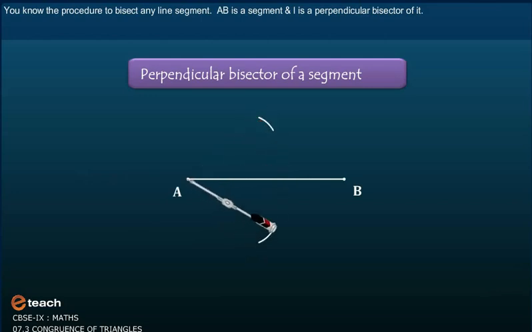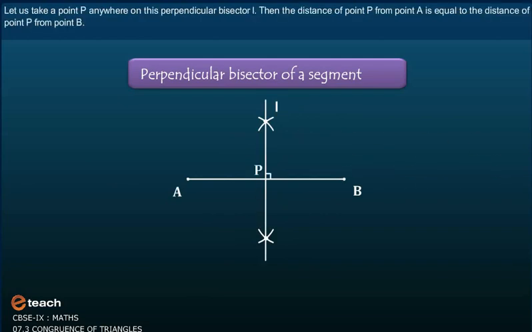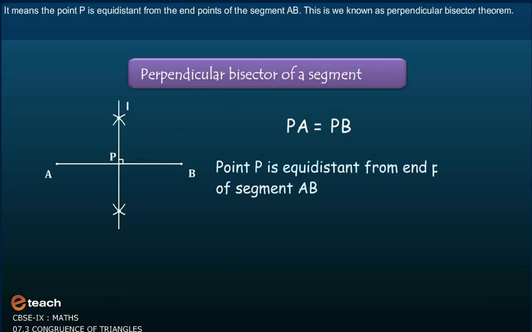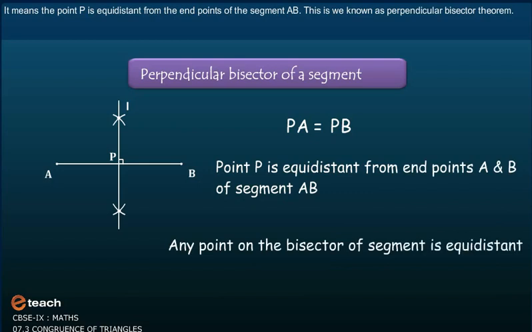AB is a segment and L is a perpendicular bisector of it. Let us take a point P anywhere on this perpendicular bisector L. Then the distance of point P from point A is equal to the distance of point P from point B. It means the point P is equidistant from the endpoints of the segment AB. This is known as the perpendicular bisector theorem.